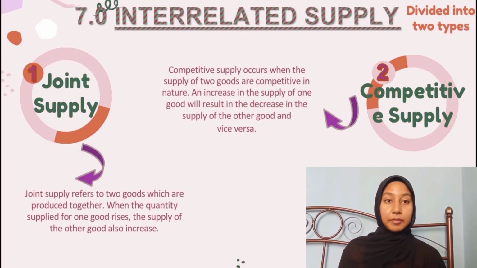Interrelated supply is divided into two types. Number 1, joint supply. Joint supply refers to two goods which are produced together. When the quantity supplied for one good rises, the supply of the other good also increases. Number 2, competitive supply. Competitive supply occurs when the supply of two goods are competitive in nature. An increase in the supply of one good will result in a decrease in the supply of the other good, and vice versa.